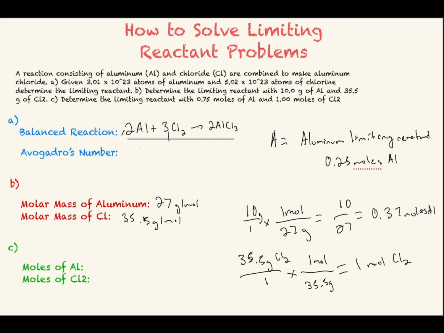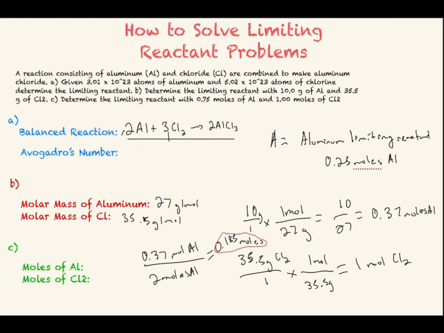Once again, you're not done yet. You need to use the balanced chemical equation to find your true limiting reactant. So we'll start with aluminum on top, using the 0.37. Let me make this black. So 0.37 moles of aluminum on top, and then on bottom we'll have 2 moles of aluminum. And then that will just give you a value of 0.185 moles. Okay, so circle this in red.